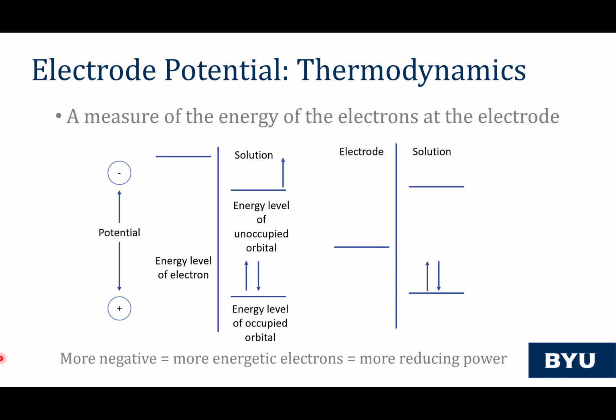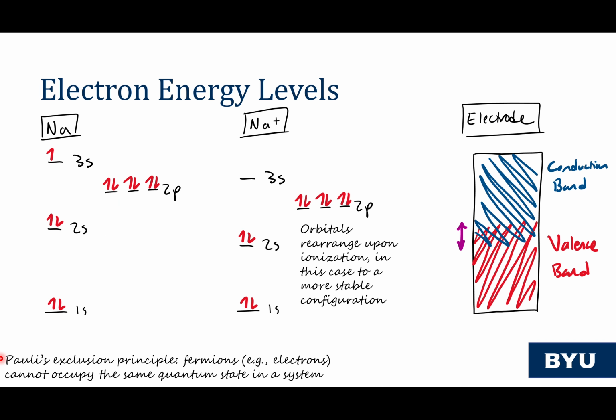And then what happens if your electrode becomes more positive? Well, then we might see an oxidation occur, where a high energy electron from your solution jumps into a lower energy state of your electrode. So there's a basic understanding. Let's dive into the details a little bit more.